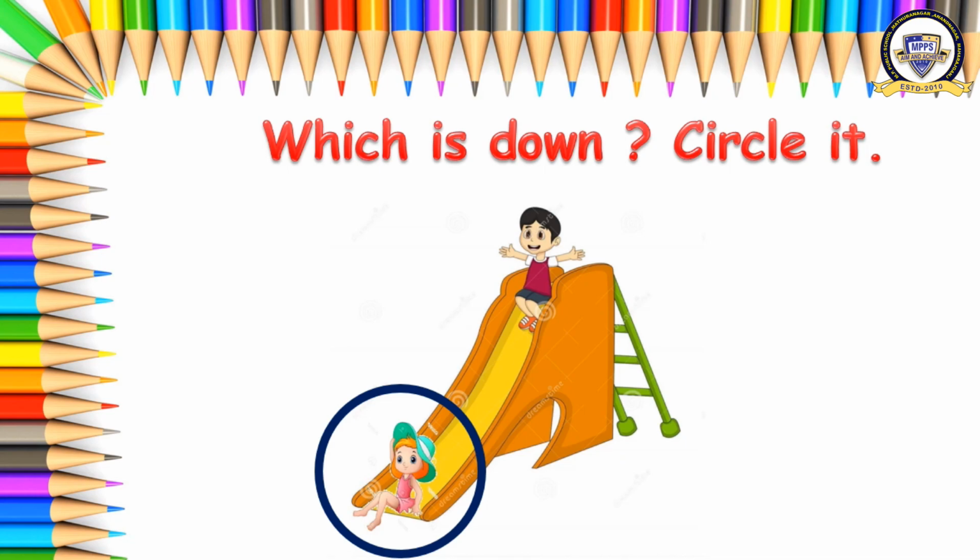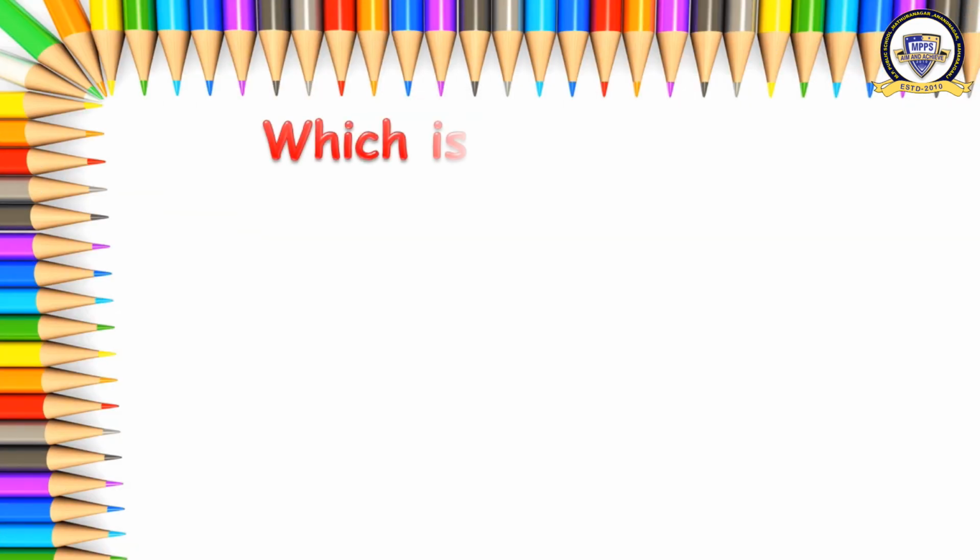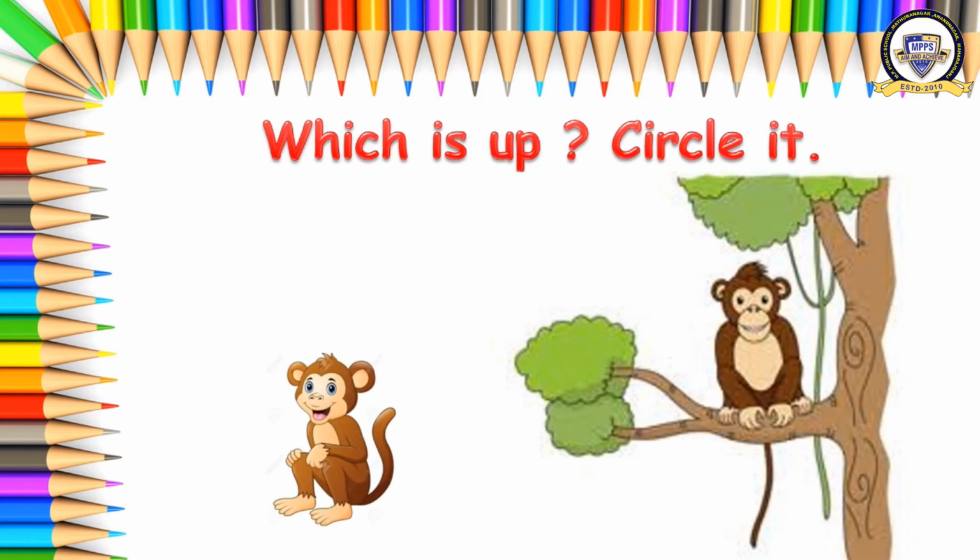So, the third question. Ready? You have to circle the one which is on the top, which is up. There are two monkeys. One monkey is on the tree, the other monkey is on the ground. Which is up? Do the circle. Where do you draw the circle? On the monkey sitting on the tree? Or the monkey sitting on the land? Which one is up? Very good. The monkey sitting on the tree is up.